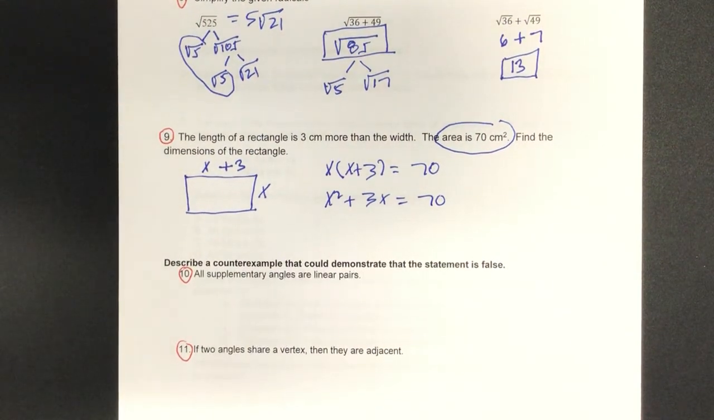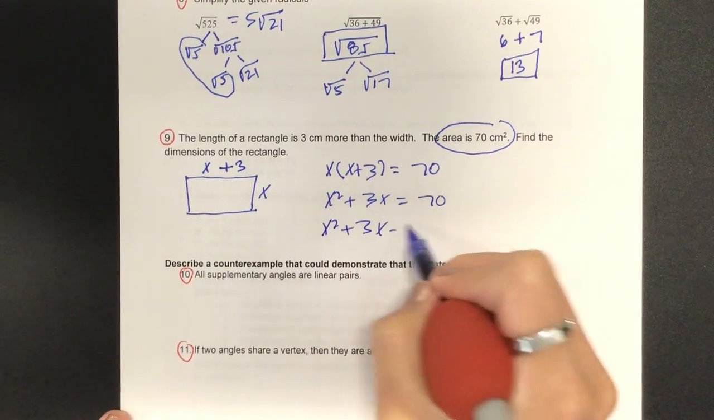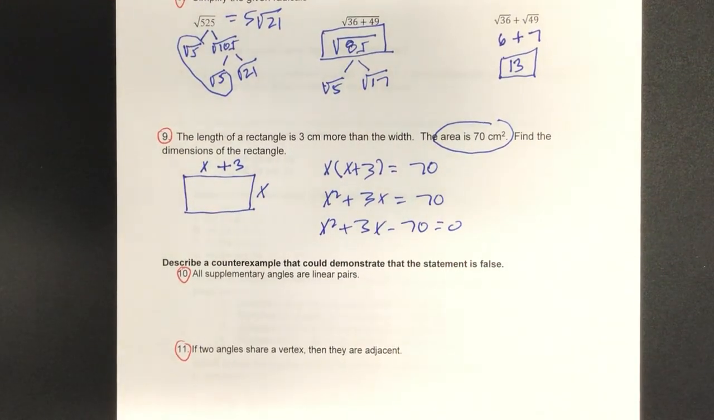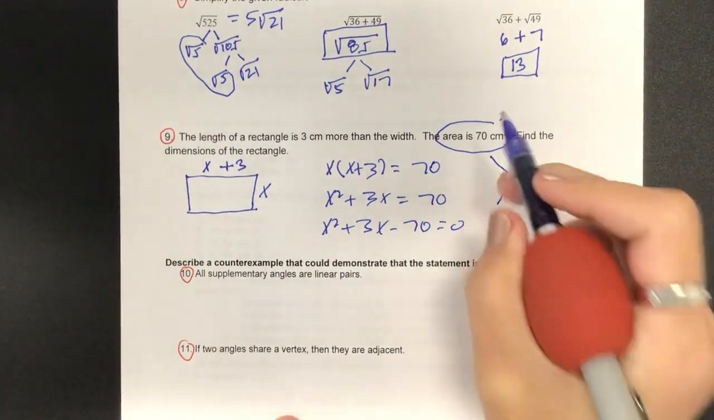And to think about what we did back in Algebra 1, when factoring, they were always set equal to what number? 0. So I need to move the 70 over. So x squared plus 3x minus 70 is equal to 0. And then let's make our little x. We did factoring last week, not for no reason, right?